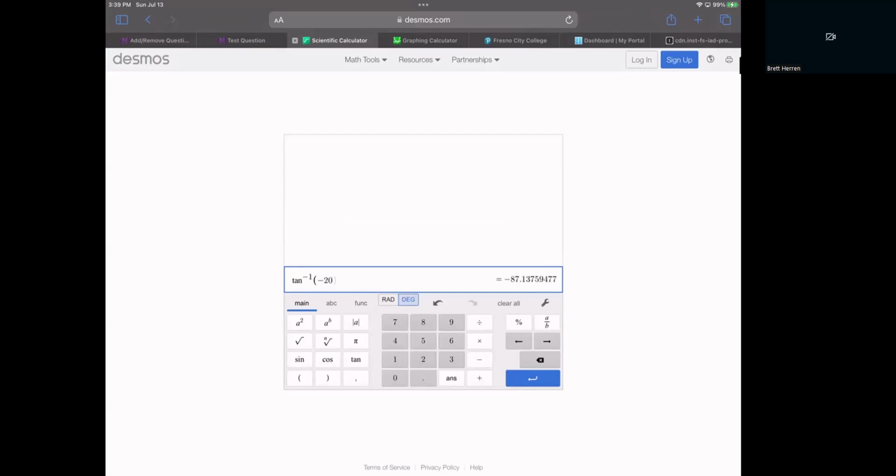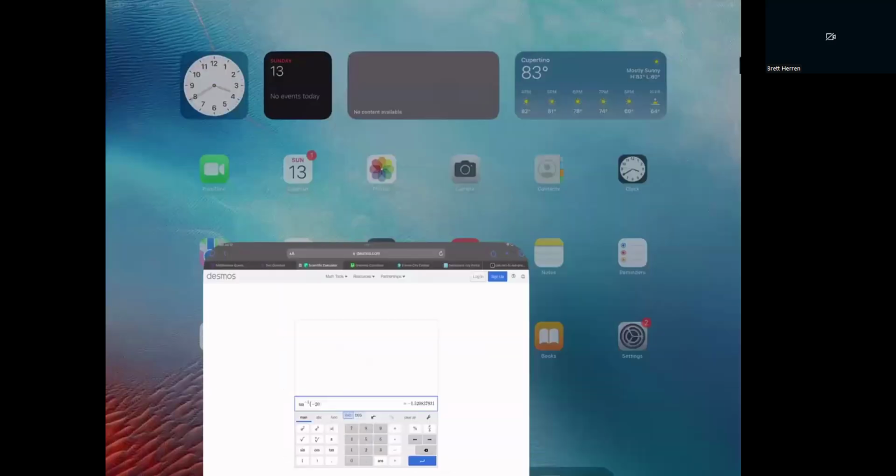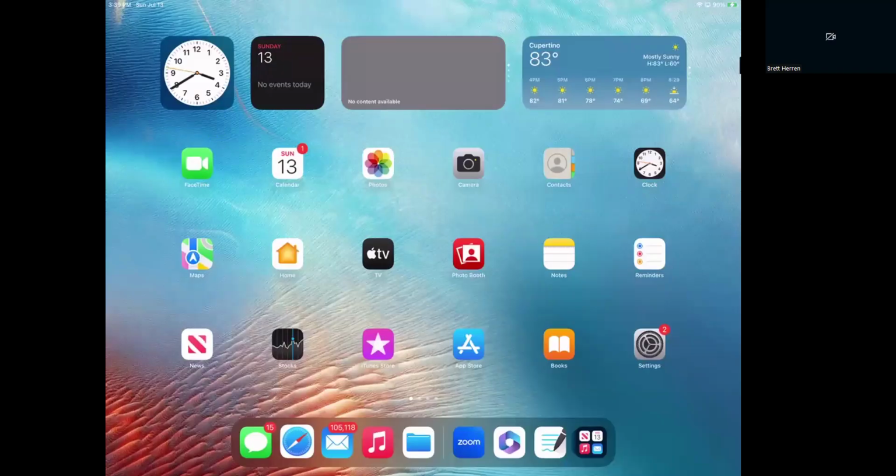Now that's not the right answer. Why not? I'm in the wrong mode. See, I'm in degree mode. Always radian mode, unless they specifically say degrees. Back to radian mode. There it is. Negative 1.5208. I'm in radian mode. Tangent inverse of -20 is negative 1.5208.